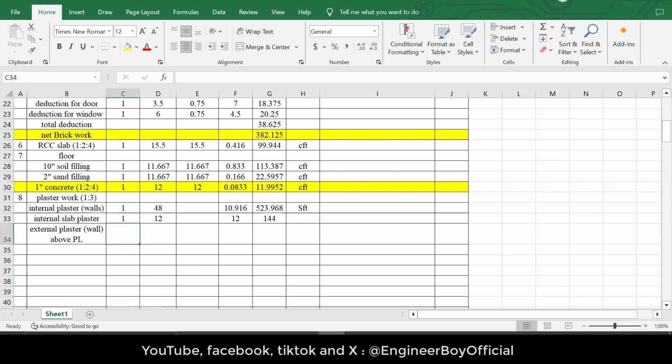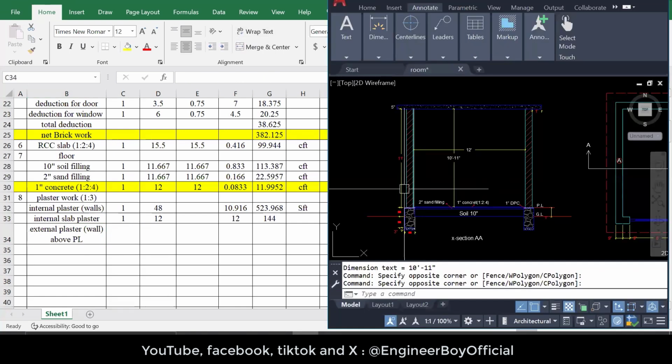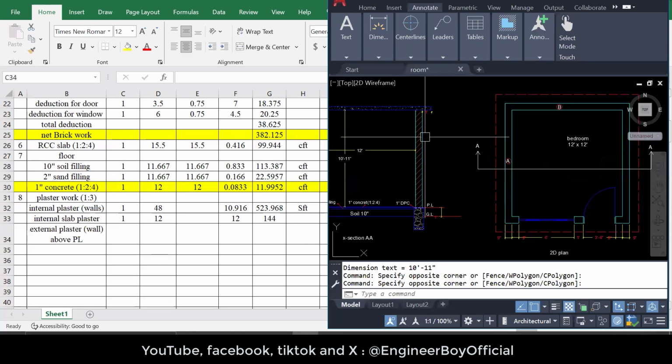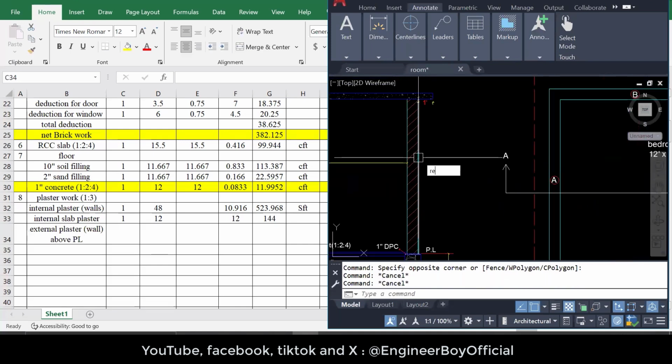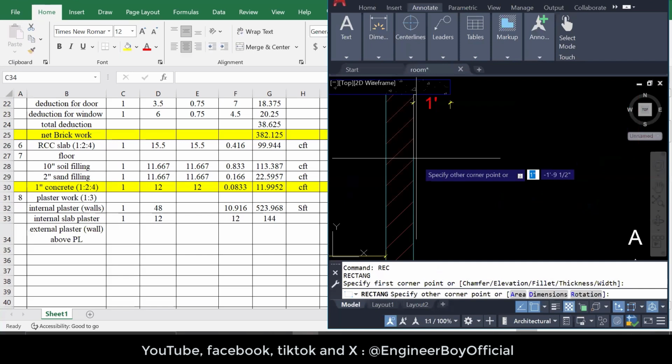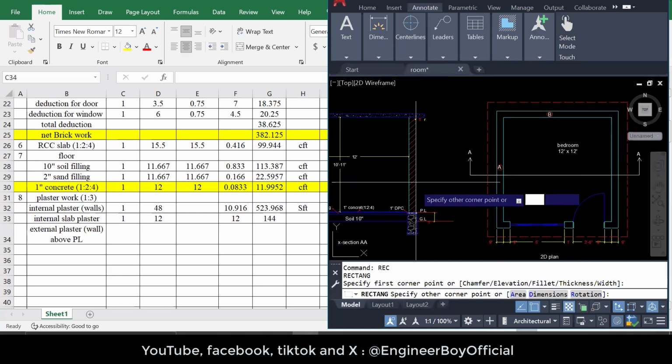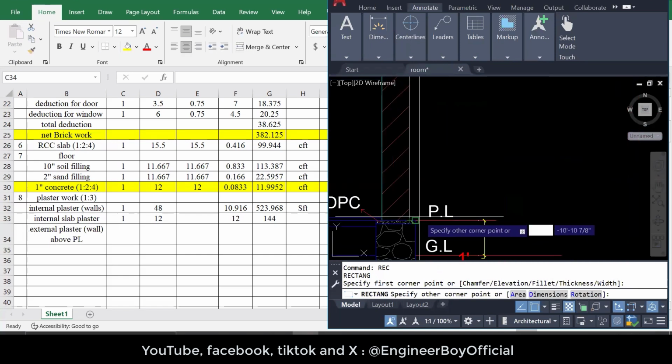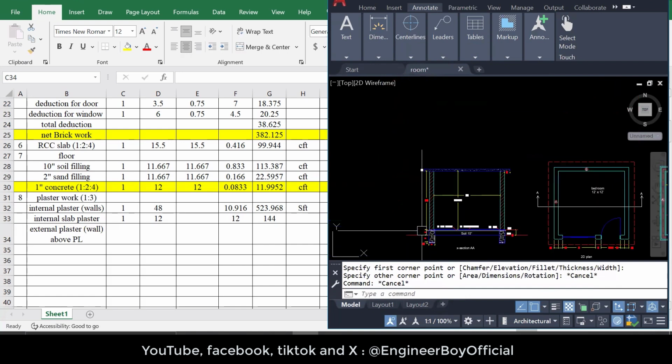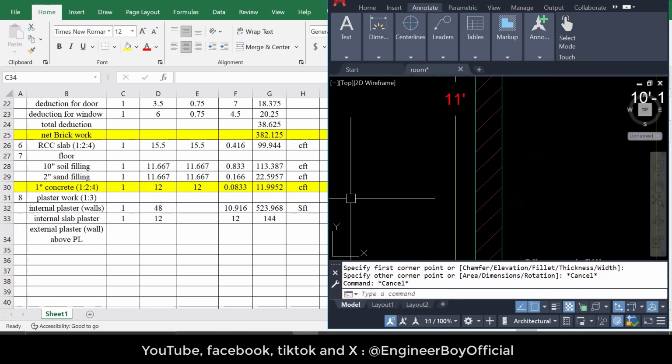Now in number, we will have to determine the parameter again. As you can see, this is the external wall, so we can have the plaster on this surface. You can see that, only on this surface. And the height is actually known, it is 11 feet. You can see that.